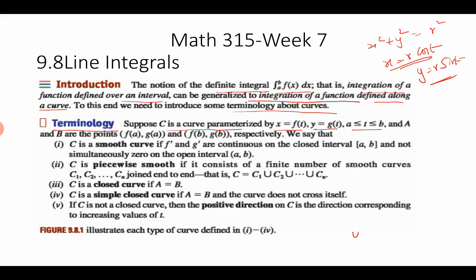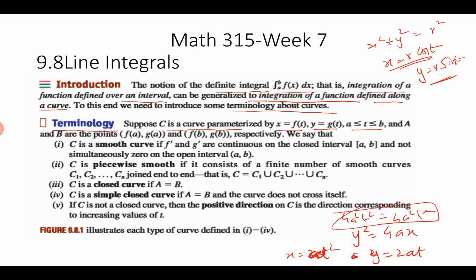For example, if you have y square is equal to 4ax, you can write x is equal to a t square, y is equal to 2at. When you substitute both here, y square is 4a square t square, and on the right side, 4ax is 4a square t square, isn't it? They are equal. This is the parametric form of the parabola of this type.